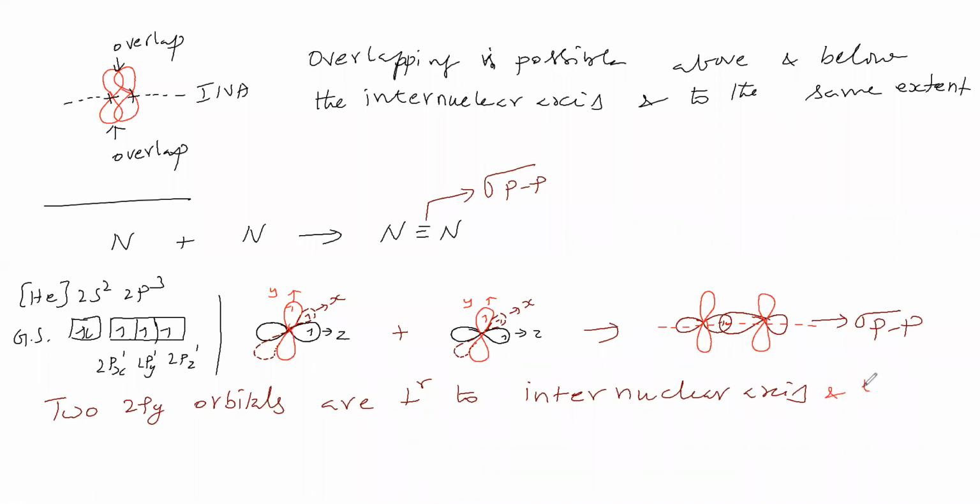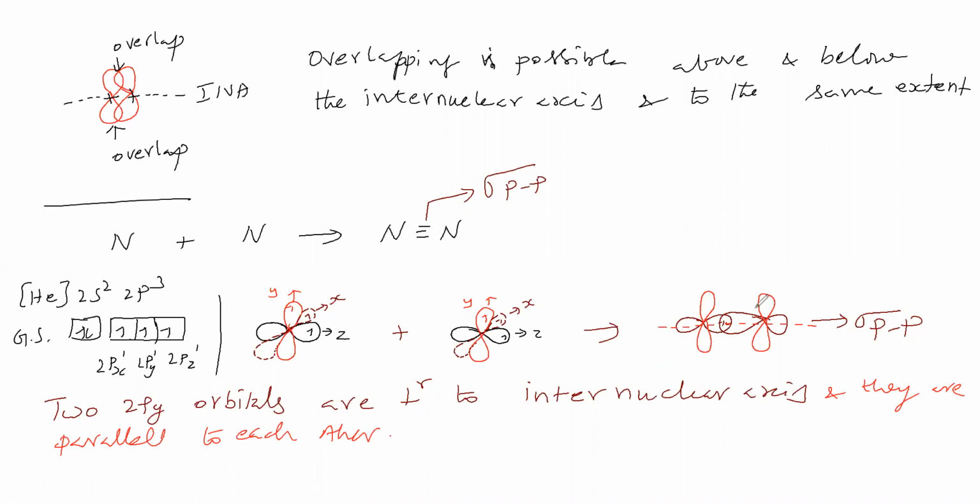In the sense, two 2py atomic orbitals, they are parallel to each other. So this 2py and this 2py are parallel to each other.